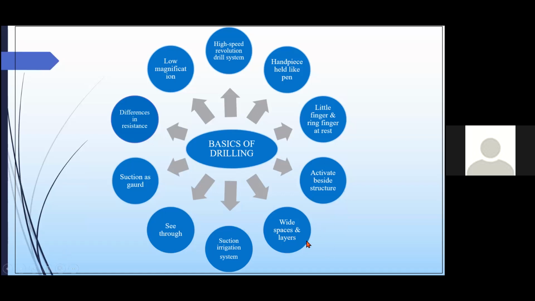And we should always drill in wider spaces, in layers, in a continuous pattern, and not in a discontinuous manner. The irrigation system is very important, whether we are using a cutting burr or a diamond burr, a suction irrigation system. First, the irrigation will help to cool down the burr. It also helps to clear the area, and suction also helps to clear the area. And the underlying structures are not at risk if a proper suction irrigation system is used during the drilling.